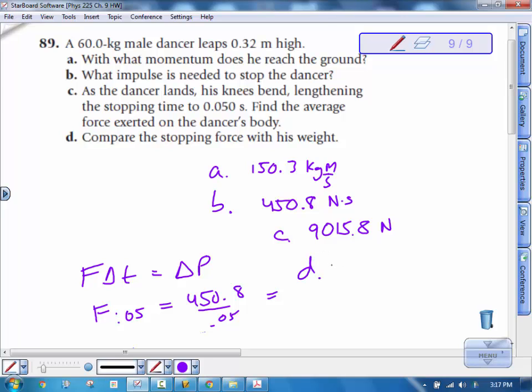Part D, compare that stopping force with his weight. So we'll just take this and divide by the weight, which his weight is 60 times 9.8, which gives us 588. So 9015 divided by 588 gives us 15.3 times his weight.